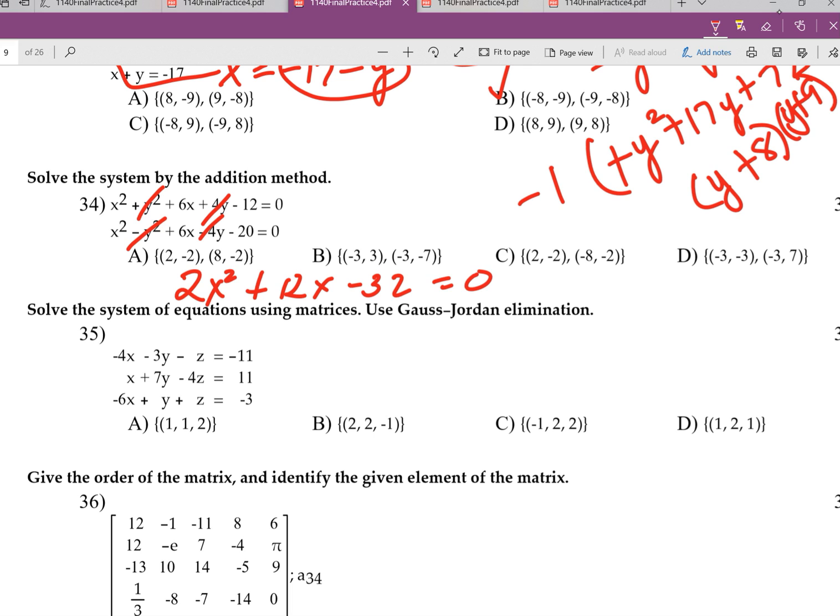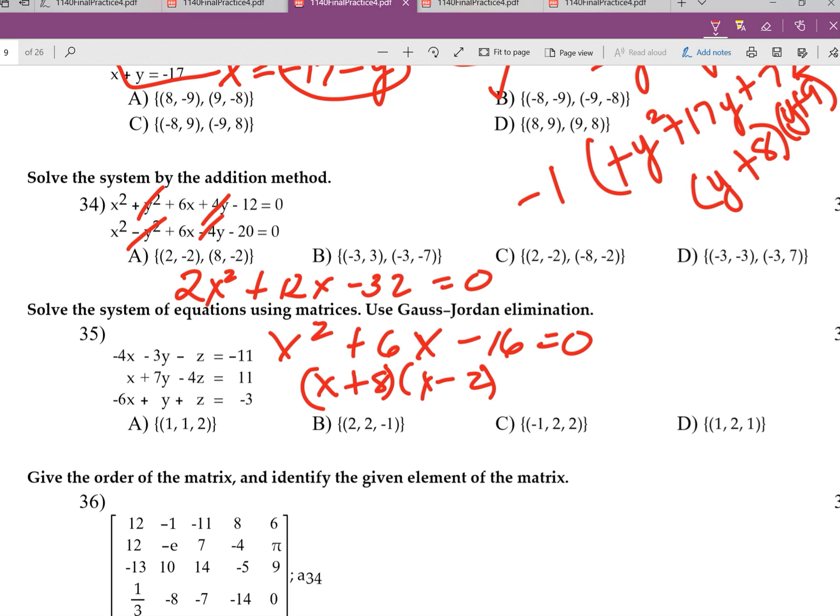If I factor out the 2, I'm left with x squared plus 6x minus 16 equal to 0. Two numbers that will give me a negative 16 but a positive 6. I'm taking 8 and 2, so x plus 8, x minus 2. So one of my sets of factors should be, in this case, positive 2 and negative 8. The only one that gives me a positive 2, negative 8 combo is this one, so that's your answer choice.